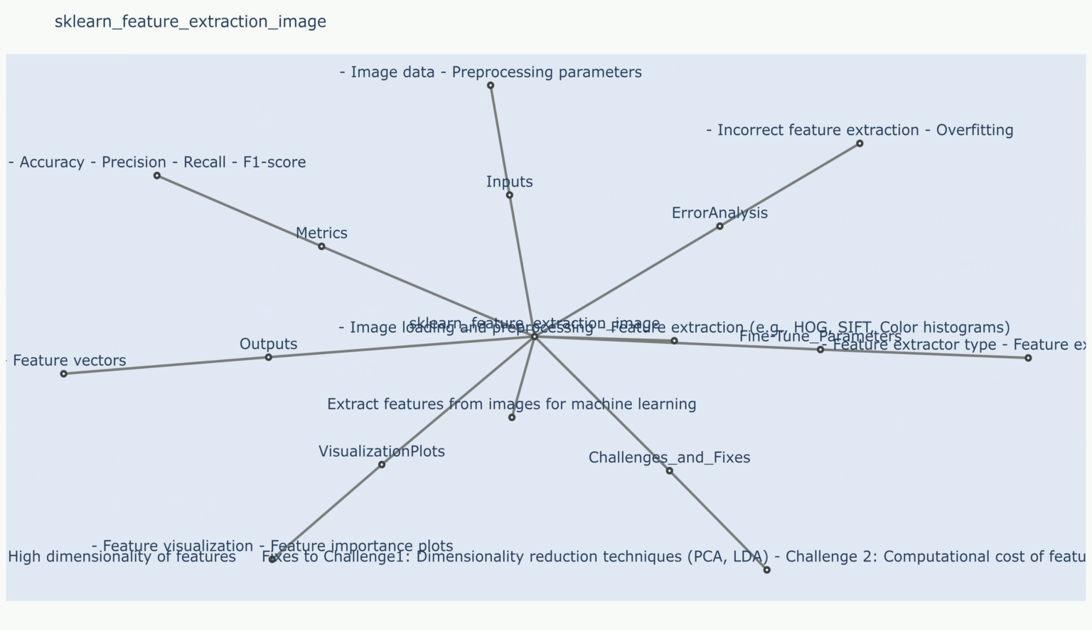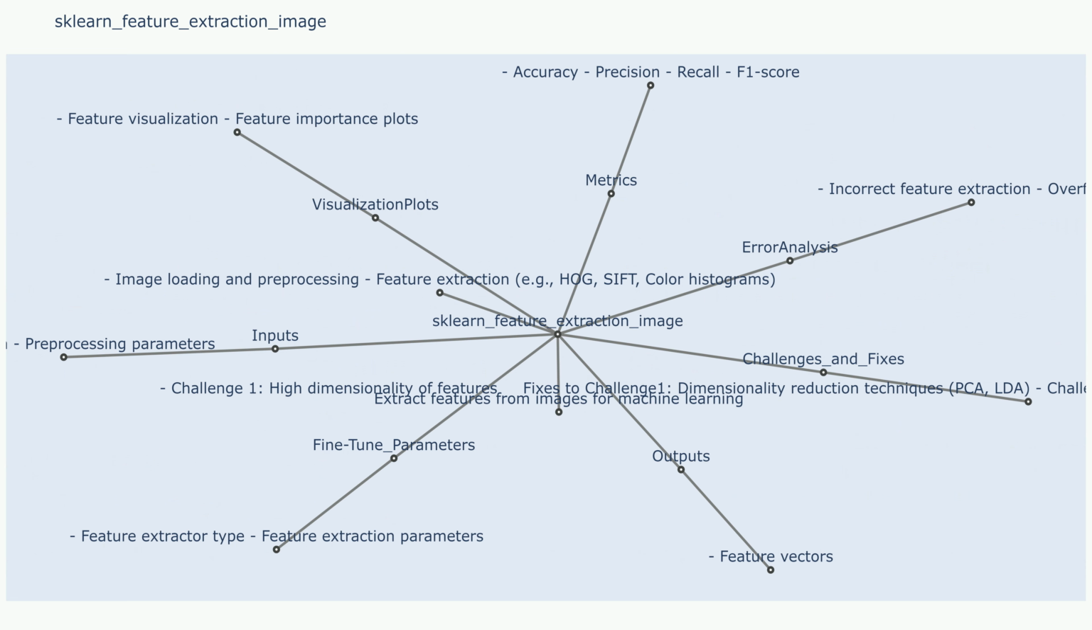Metrics. Metric 1, feature extraction performance. Evaluate the effectiveness of the extracted features in terms of how well they distinguish between different classes or capture relevant information for downstream tasks. Metric 2, computational efficiency. Consider the time and computational resources required to extract features. This is particularly important for large datasets or real-time applications.